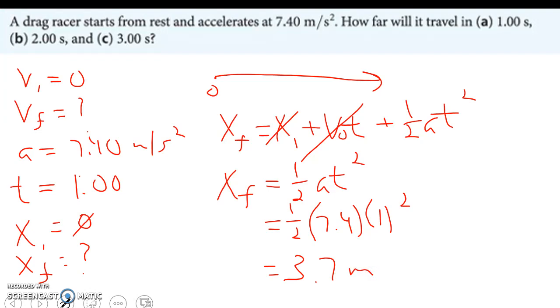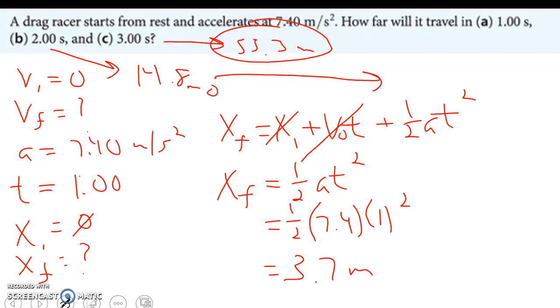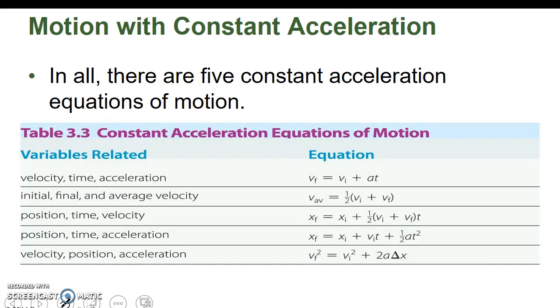So let's take the 2 seconds. We take 3.7 times 4, because that's 2 squared. And after 2 seconds, we're at 14.8 meters. Now let's take it one step further and multiply it by 9, which is 3 squared. So after 3 seconds, we will have traveled 33.3 meters. And you can see that our distance really progresses as we accelerate, which it should. So here are our equations, and I'm going to tell you that most of the time, these big 3 are the 3 you'll use. Keep the other 2 in your toolbox because you'll need them.